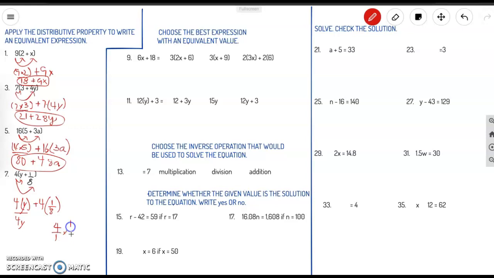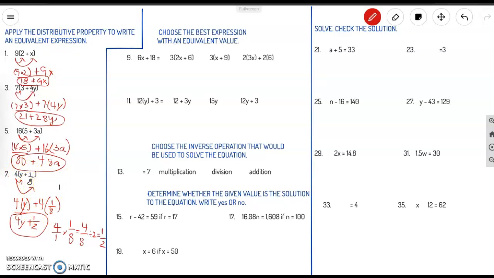And then remember, when you're multiplying, you don't have to do reciprocals or anything like that. That's just for division. So that gives us 4 times 1 is 4, 1 times 8 is 8. Now we have to simplify this. What's the greatest common factor of 4 and 8? 2. So divide both top and bottom, numerator and denominator, by 2, which gives us a half. So here we have 4y plus a half. That is the equivalent expression of 4 times y plus 1/8.